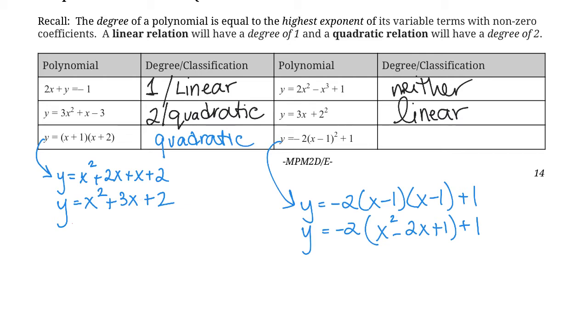Now, this can be further simplified by distributing -2 inside the bracket. And so that would leave us with -2x squared plus 4x minus 2 plus 1. And again, I can collect like terms by putting together the -2 and the +1.